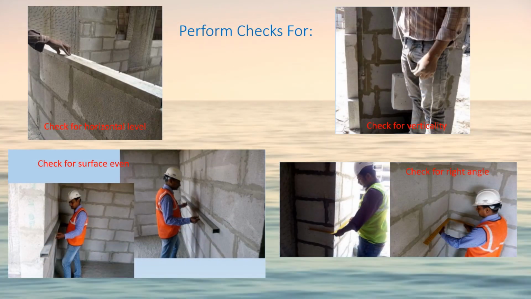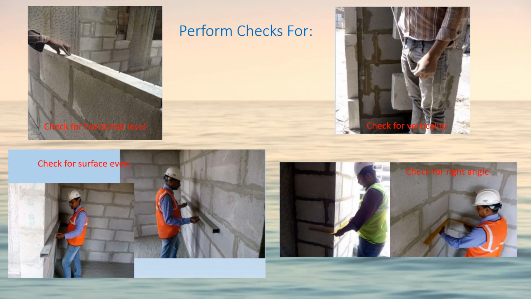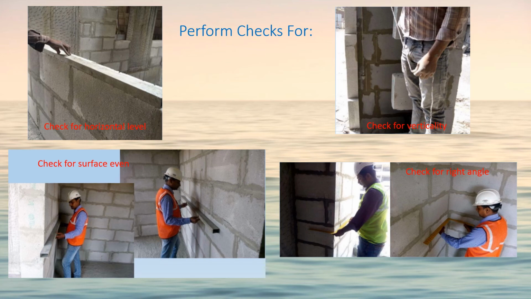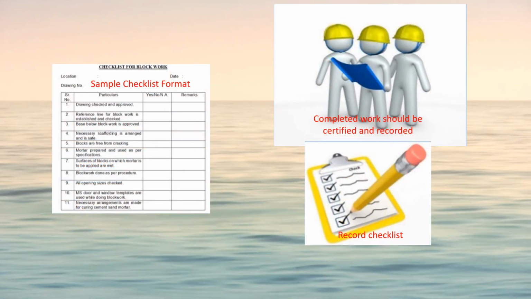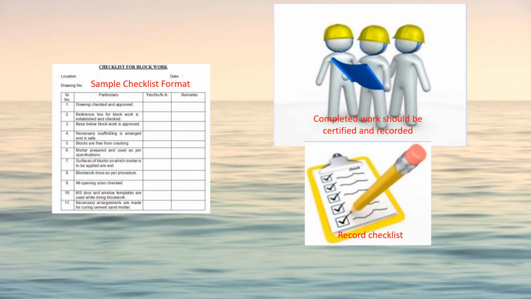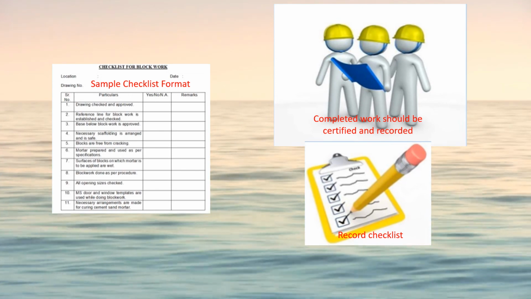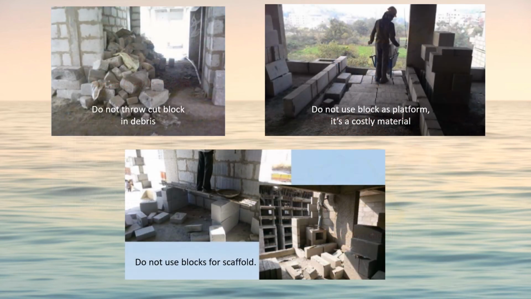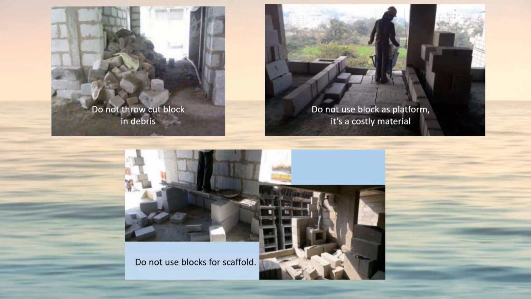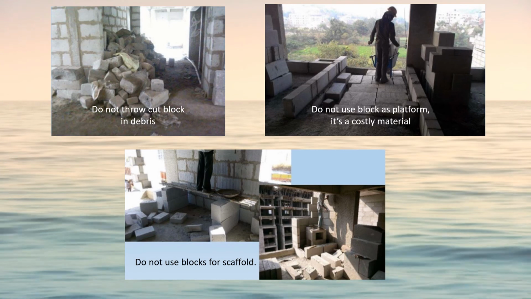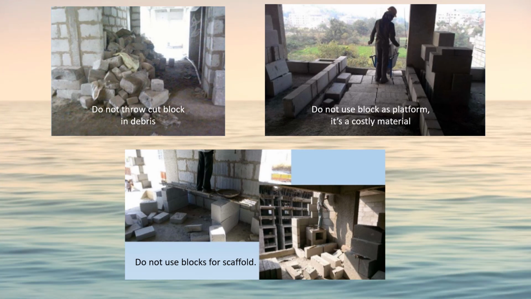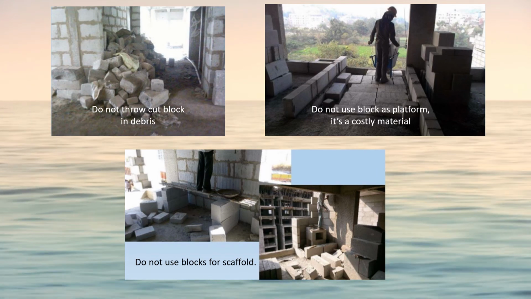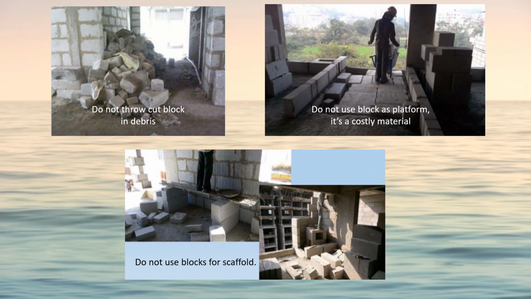Also perform checks for horizontal level, surface evenness, and right angle. Perform checking using a checklist for record purposes and certified by a person authorized. Do not practice such activities. Number 1, throw cut blocks in debris. Number 2, use block as platform. Number 3, use block as scaffold.